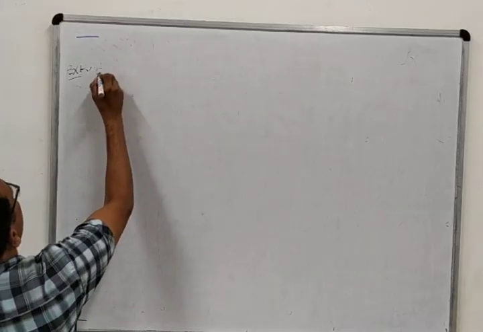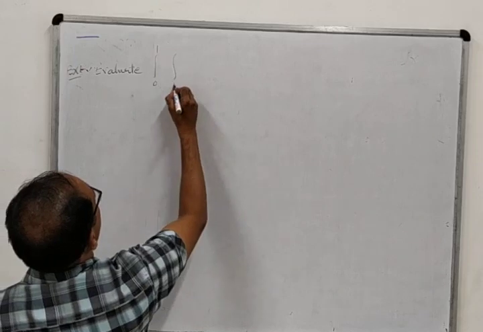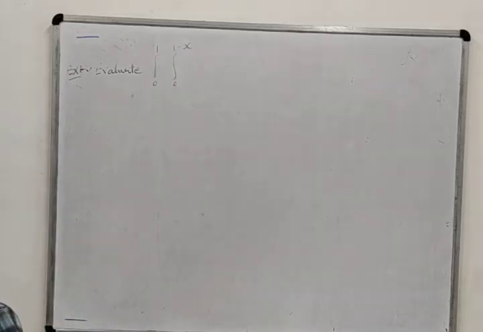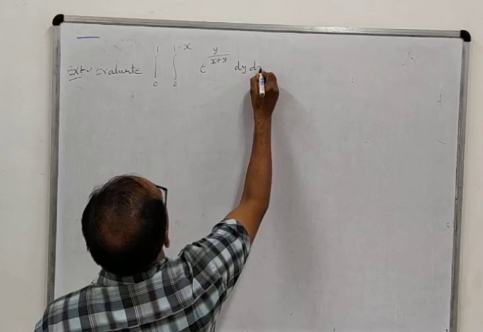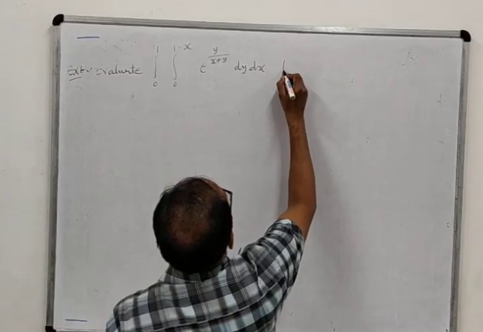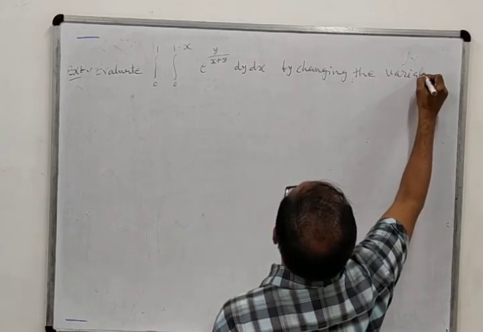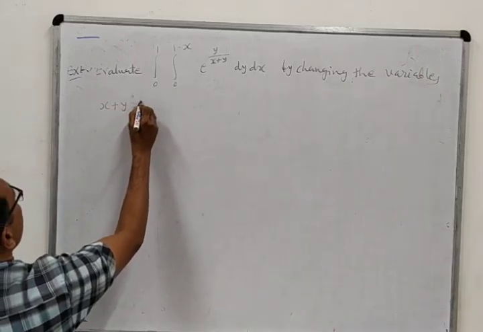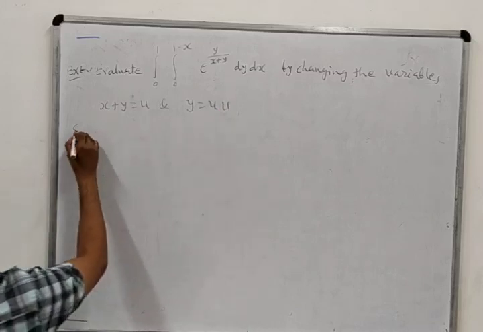Now we will see another example. Evaluate the integration from 0 to 1, integration from 0 to 1 minus x, of e raised to y upon x plus y dy dx, by changing the variables x plus y equal to u and y equal to uv. So now see the solution.